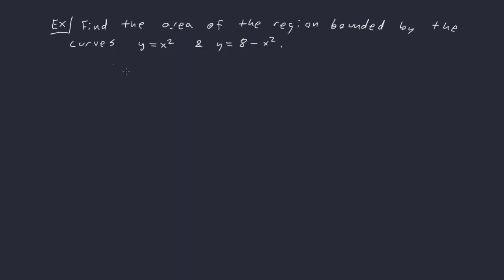All right, now sometimes you won't actually be given a graph. They will just describe, find the area of the region bounded by the curves y equals x squared and y equals 8 minus x squared. And note, they don't give you an interval on x. You just need to figure out what your interval should be. And when we say bounded by these two curves, well, if I graph these two curves, let me try that again.